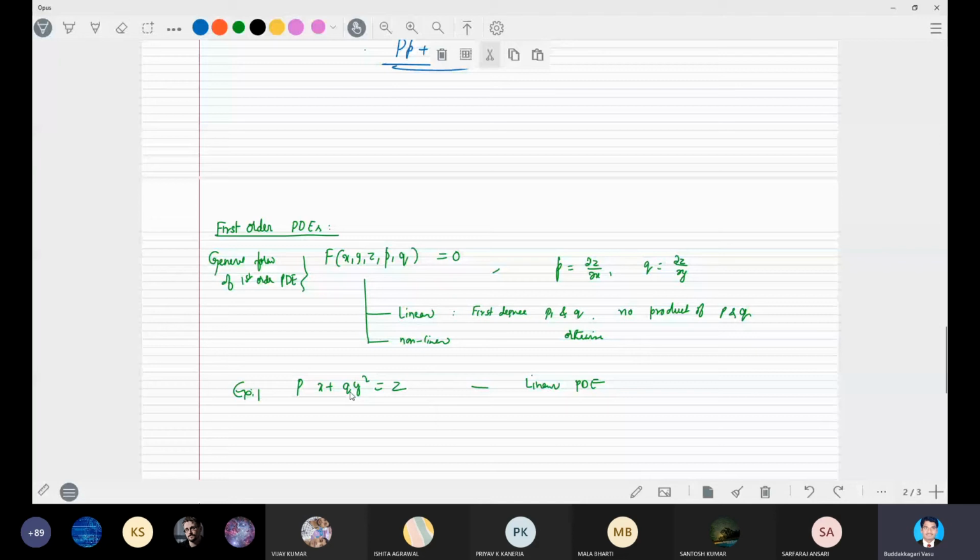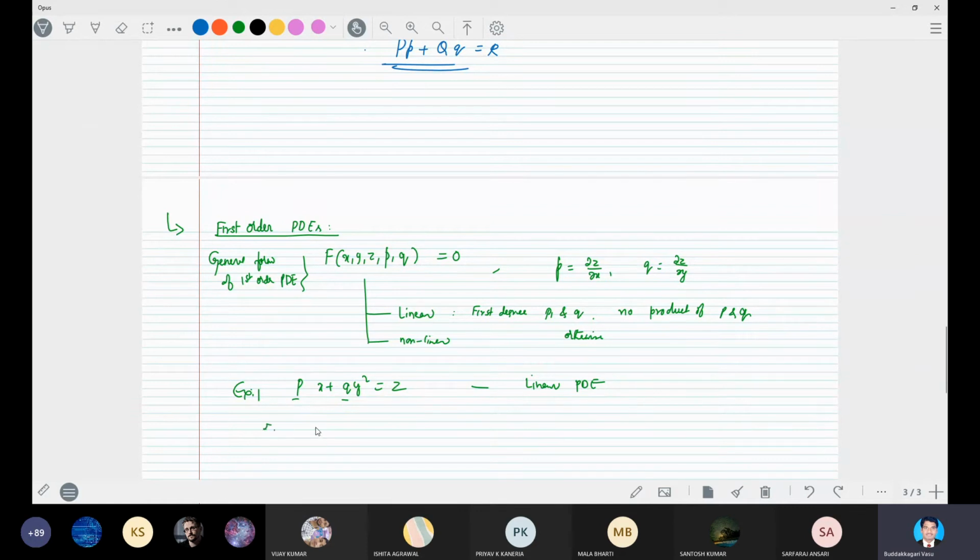Don't confuse. We came into the differential equations, particularly first order PDEs, where only p and q are involved. That differential equation is said to be linear if p and q are only first degree terms and no product of them is involved in the equation. Then that equation is a linear partial differential equation. Px plus Q into y square is equal to z, where the derivatives are p and q, they are linear. So that differential equation is linear.